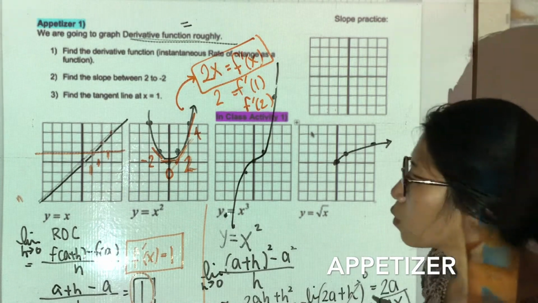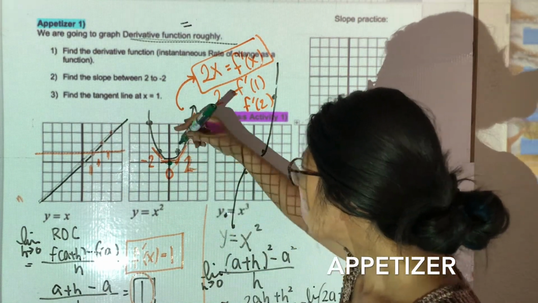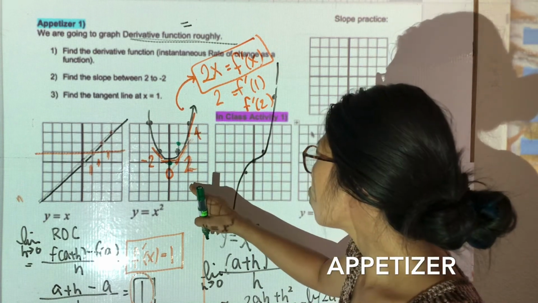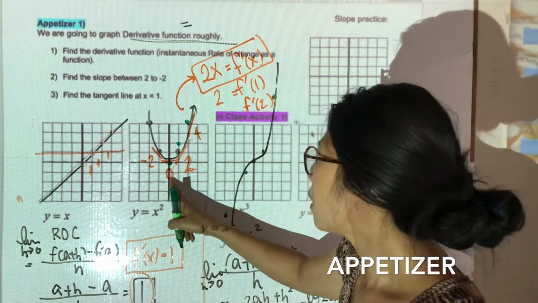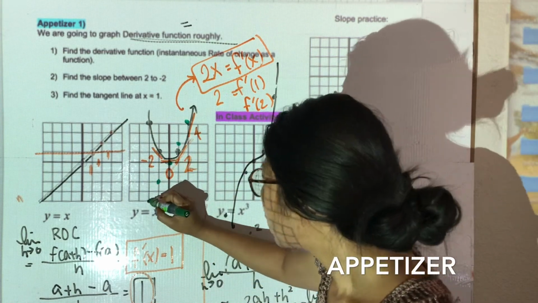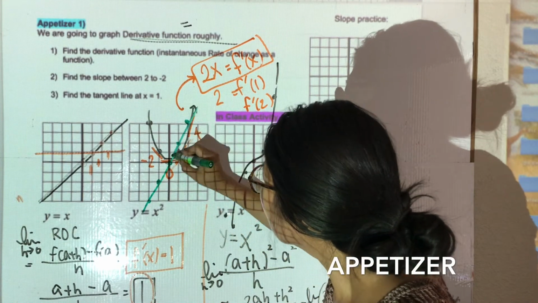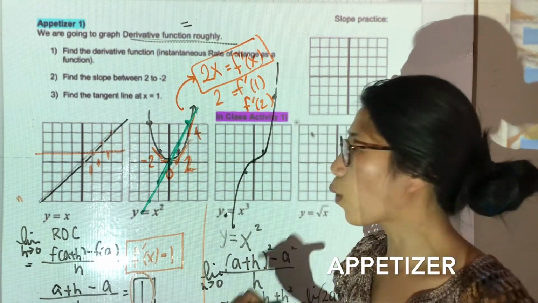So at 0, my slope is 0. At 1, my slope is 2. At 2, slope is 4. At negative 1, slope is negative 2. Negative 2, slope is negative 4. When I connect it, it becomes a linear equation.